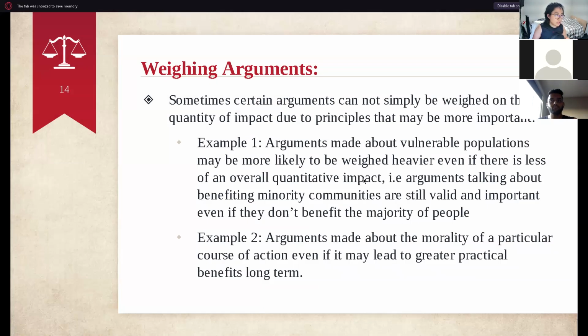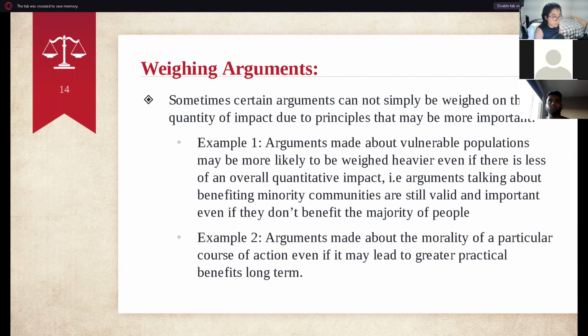Finally, on principle. Sometimes certain arguments cannot simply be weighed on the quality of impact, due to principles that may be more important. This comes up a little bit less often in debating, but it can happen. And usually they're not very successful because they're hard to make. But let's take the best case scenario where people are able to make a proper principled argument, right? So for example, arguments made about vulnerable populations may be more likely to be weighed heavier, even if there's less of an overall quantitative impact.